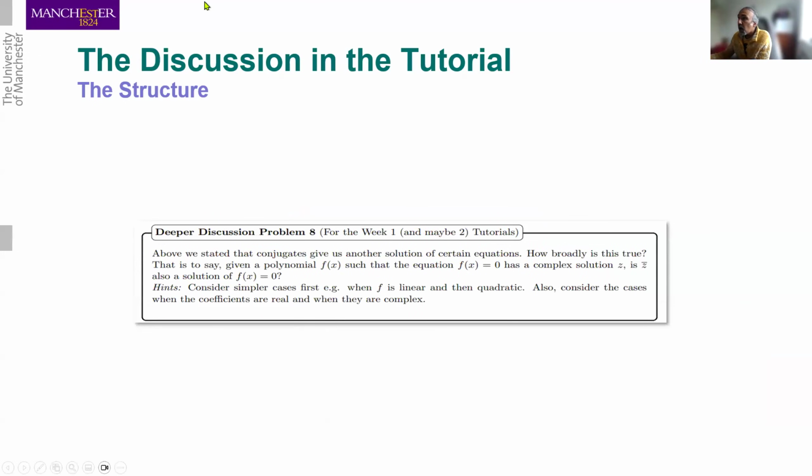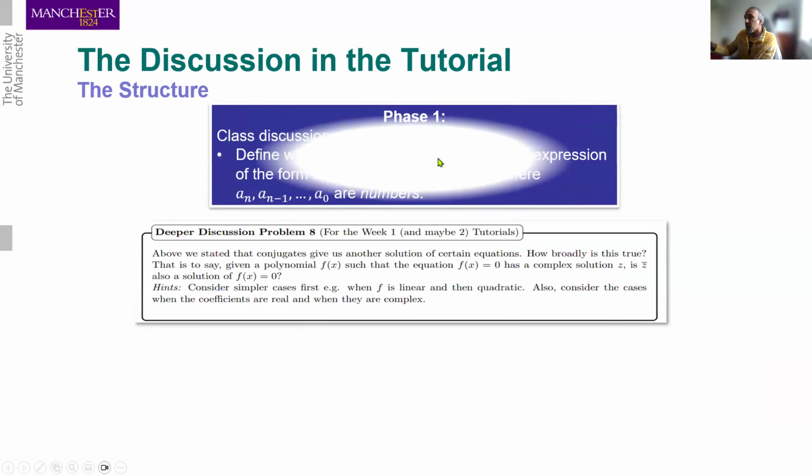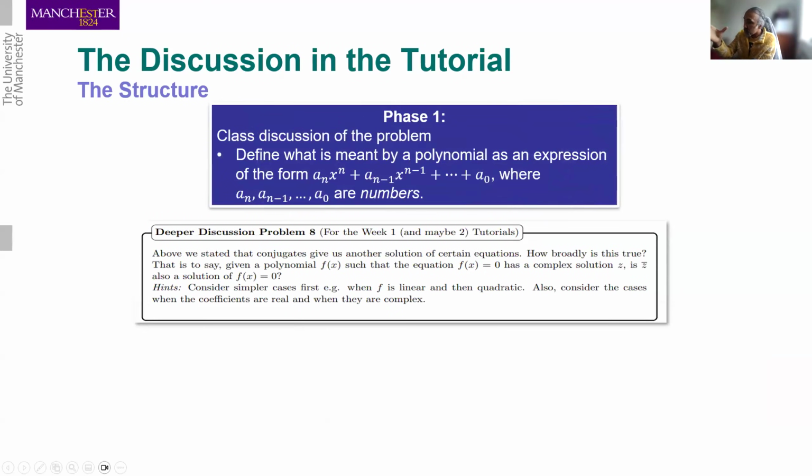And this is actually how it panned out when I used this in this year's tutorials. So in the initial discussion, phase one, there was, as we mentioned, the notion of polynomial, which was left vague. So that's picked up on in this.